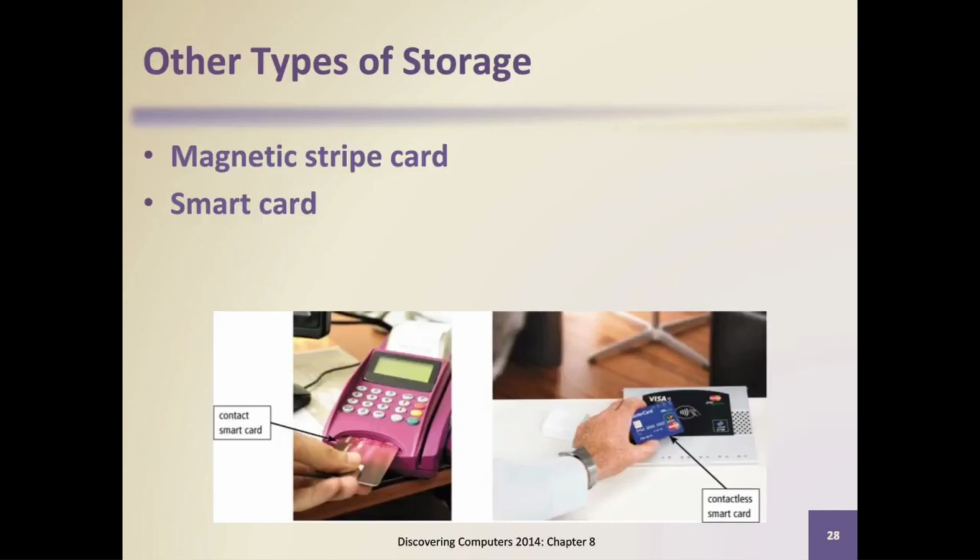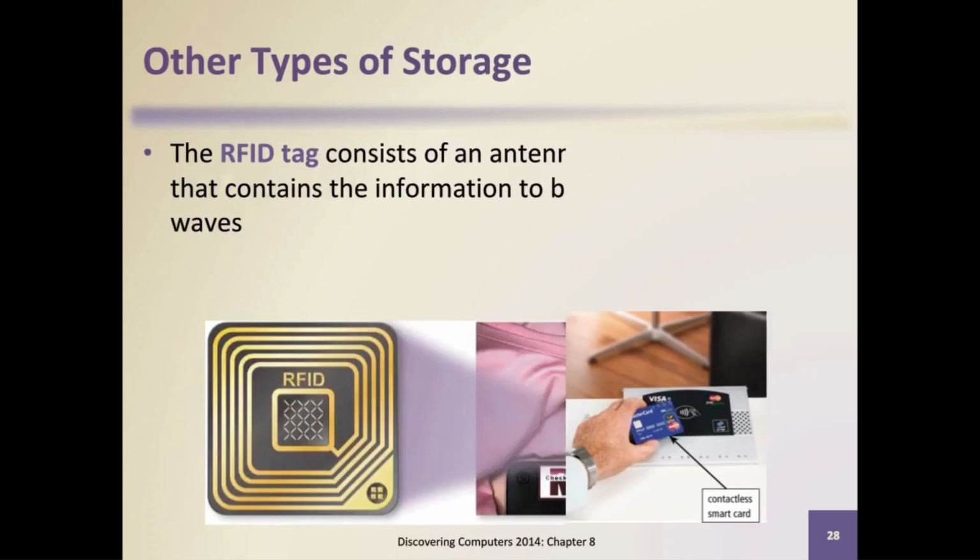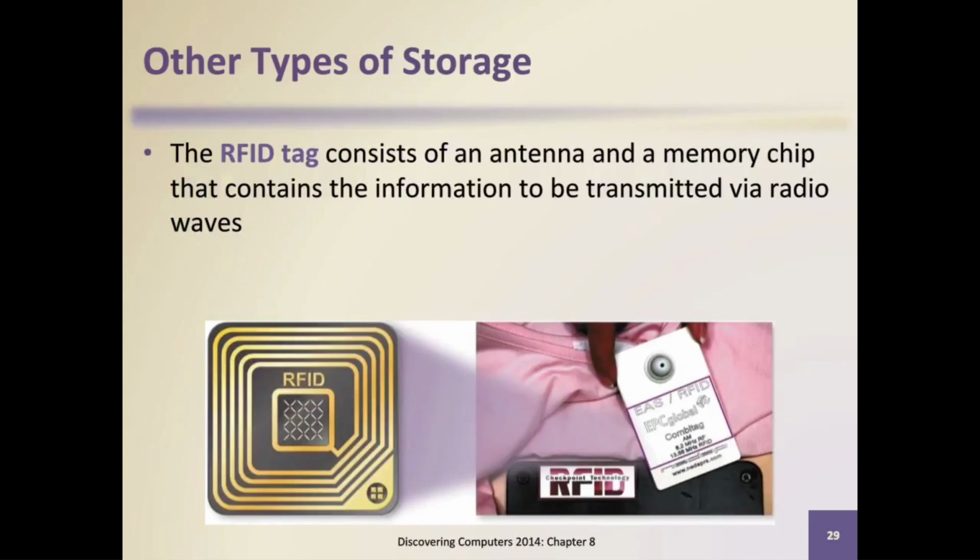Magnetic stripe card contains a magnetic stripe that stores information. A smart card stores data on an integrated circuit embedded in the card. The RFID tag consists of an antenna and a memory chip that contains the information to be transmitted via radio waves. An RFID reader reads the radio signal and transfers the information to a computer or computing device.